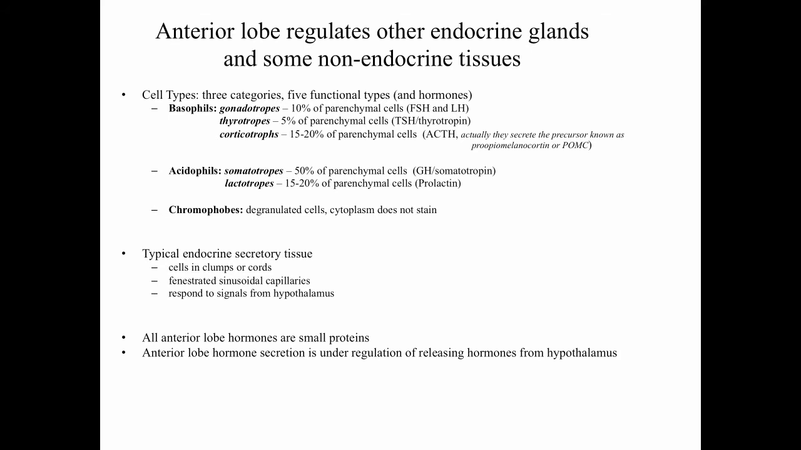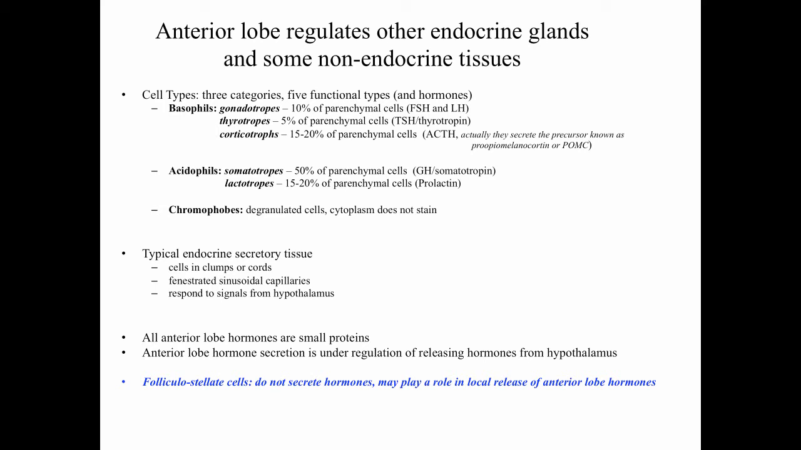They're associated with fenestrated sinusoidal capillaries, and the cells in the anterior pituitary respond to signals from the hypothalamus. All the anterior lobe hormones turn out to be small proteins. The anterior lobe hormone secretion is under regulation from releasing hormones from the hypothalamus. We'll talk about that in a little bit, and you'll learn much more about that in your physiology course.